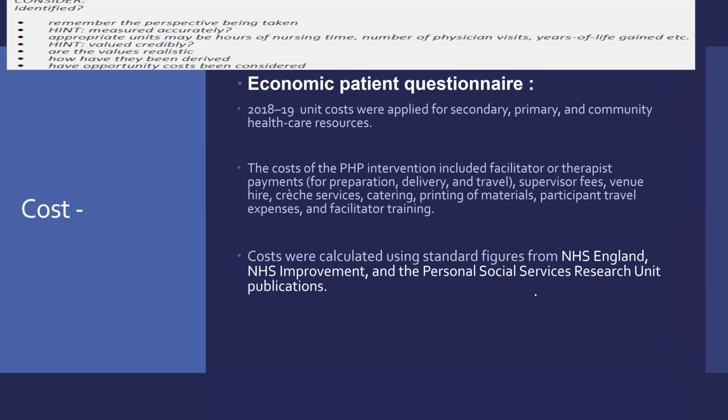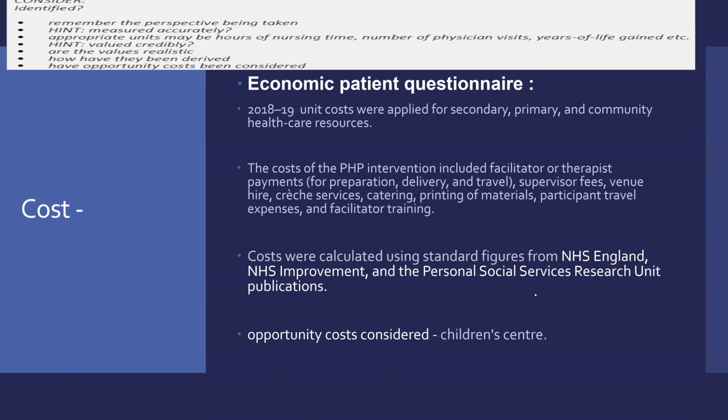So this study was done from 2018 to 2021. 2018 to 2019 was taken for analysis because after COVID they had online sessions. So most of the analysis they have done from 2018 to 2019. There they have taken from all the resources. They have included the cost of the intervention and they have taken the cost from the NHS and the Personal Social Services Research Unit.